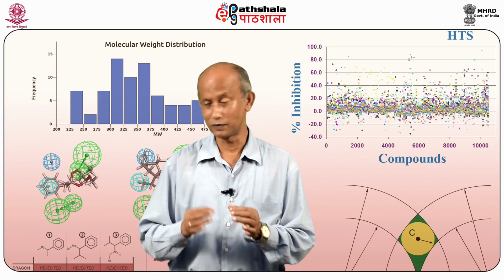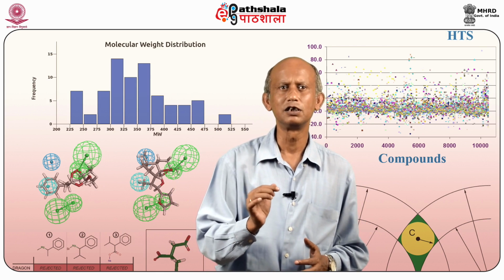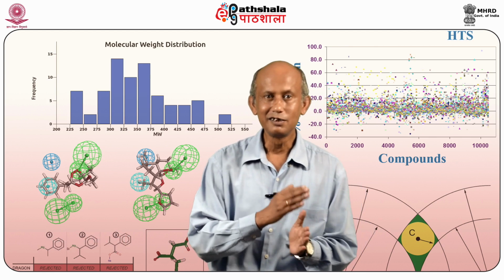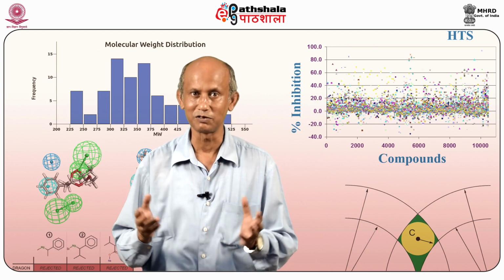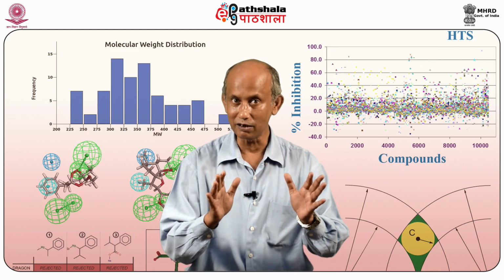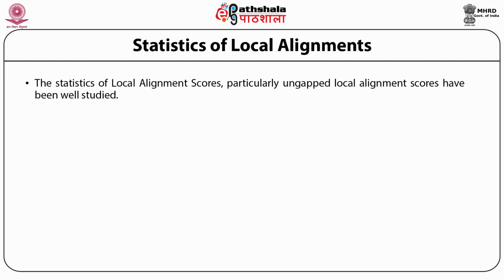Now, while the z-score is very commonly used in many fields, it is not really a valid measure of statistical significance here, because it will only work if the distribution of the alignment scores of random sequences follows what is known as the Gaussian or normal distribution, and there is no guarantee that that is indeed true. In fact, it is not true. If you look at local alignment scores, particularly in the case of ungapped local alignment, then the scores are known to follow a particular kind of distribution. It is not the Gaussian distribution, but it is called an extreme value distribution.